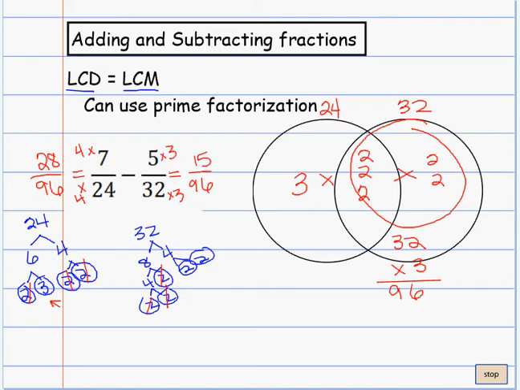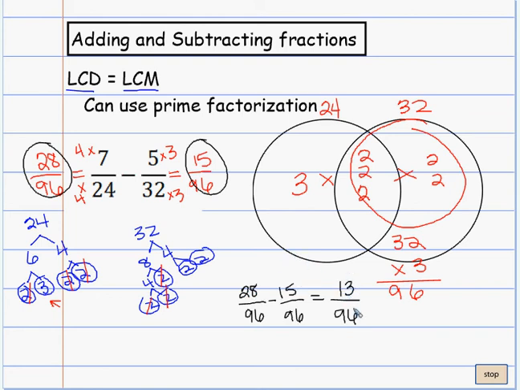So I'm going to take these numbers, 28/96 and 15/96, and we still need to subtract them. So 28/96 minus 15/96. Again, leave the denominator, 96. What is 28 minus 15? That should be 13. Okay? That should be your answer.